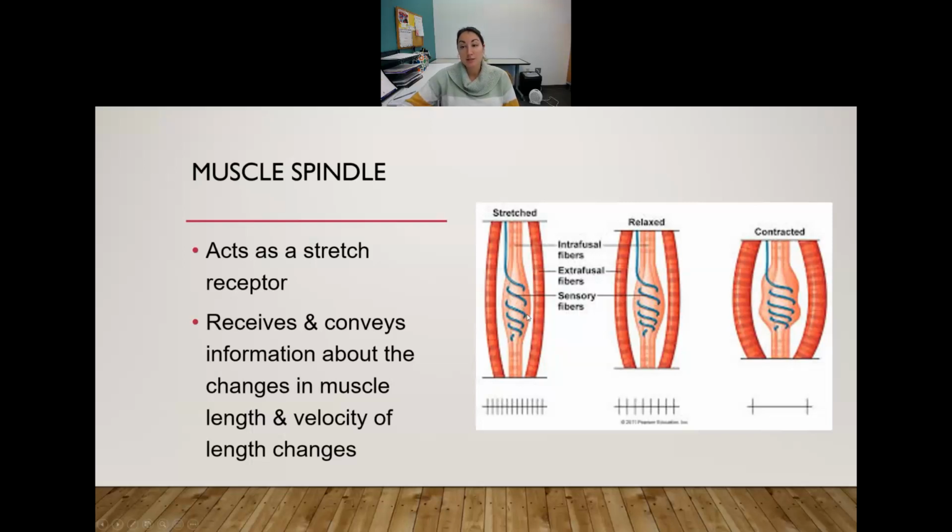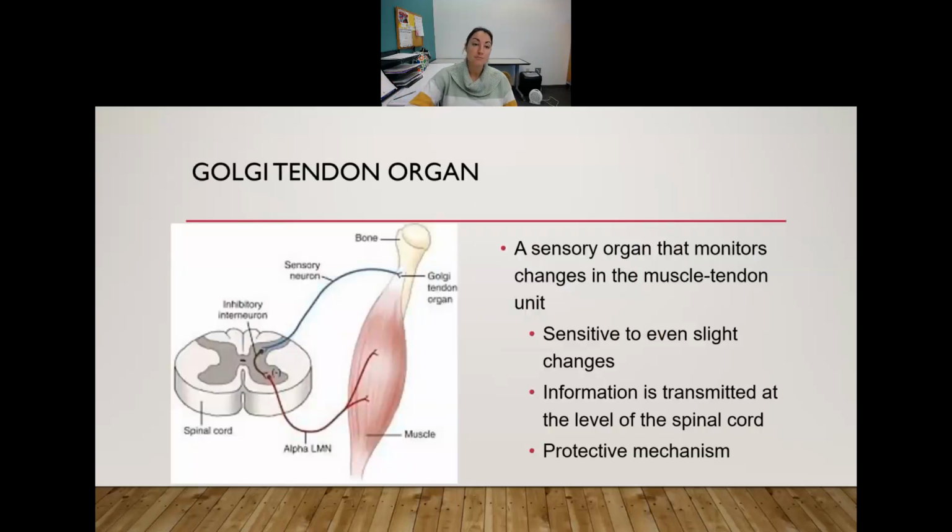What am I doing? The Golgi tendon organ, this is a sensory organ. It monitors changes in muscle tendon units. It's typically found in the tendon. So the Golgi tendon organs are right there in the tendons, and as muscles pull and put pressure on the tendon, the Golgi tendon organ sends information to the level of the spinal cord, and that information then comes right back around and has an impact on what the muscle does. It's sensitive to even slight changes.